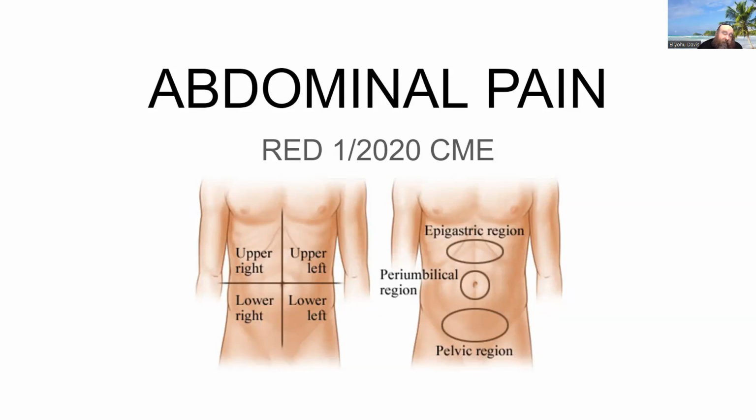So, for example, the heart is the myocardium. Above the heart is the epicardium, right? Below it will be the endo. So, here's just an idea of using the word: epigastric region means right above.